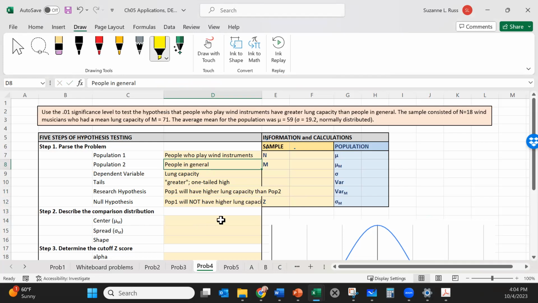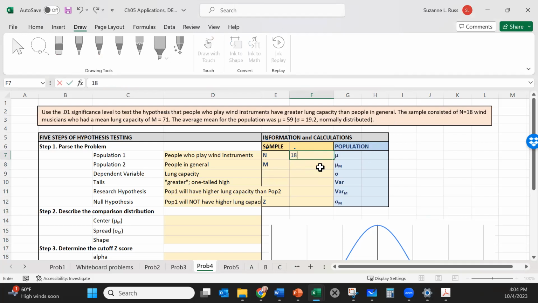So next we're describing the comparison distribution. And so at this stage, I usually go into the problem and get the relevant information out. Looking in the problem, I can see that for the sample, we can find out the number in the sample, and that's 18. So 18 players, people who play wind instruments, and the mean lung capacity for those individuals was 71. The Z-score is also for the sample, but we're going to calculate that later. So I'm just going to leave it down there on the bottom to remind us.